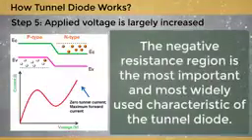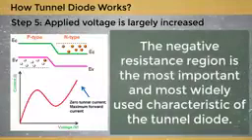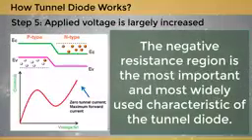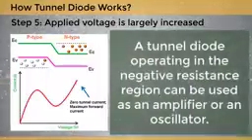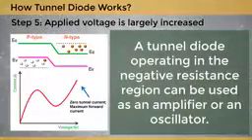The negative resistance region is the most important and most widely used characteristic of the tunnel diode. A tunnel diode operating in the negative resistance region can be used as an amplifier or an oscillator.